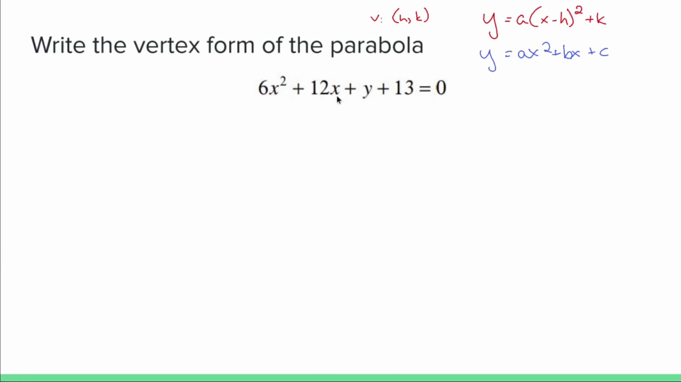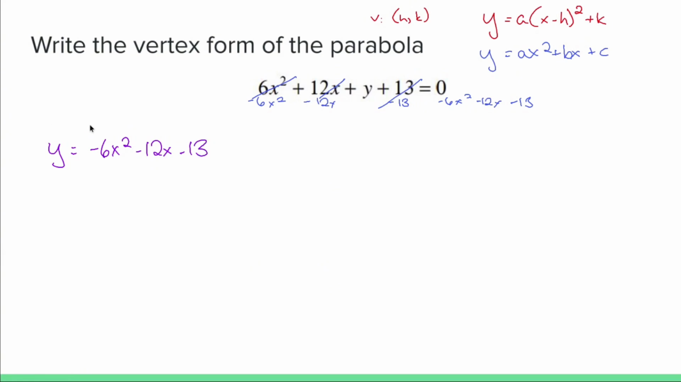So what we need to do is get y all by itself. I'm going to want to subtract 6x squared from both sides, subtract 12x from both sides, subtract 13 from both sides, and we just have negatives everywhere. Negatives everywhere, but not a drop to drink. Now that leaves us with y equals negative 6x squared minus 12x minus 13.